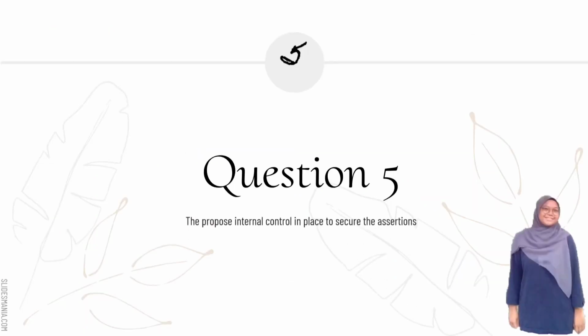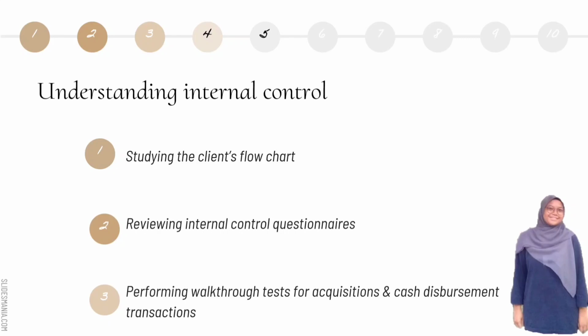Now we move on to question 5: the proper internal control in place to secure the acquisition. First, we must understand the internal control. The auditor gains an understanding of internal control for the acquisition and payment cycle as part of the risk assessment procedure, by studying the client's flowcharts, reviewing internal control questionnaires, and performing walkthrough tests for acquisition and cash disbursement transactions.